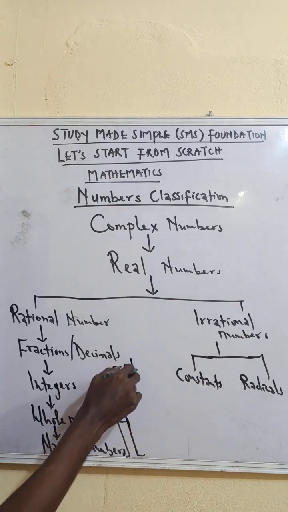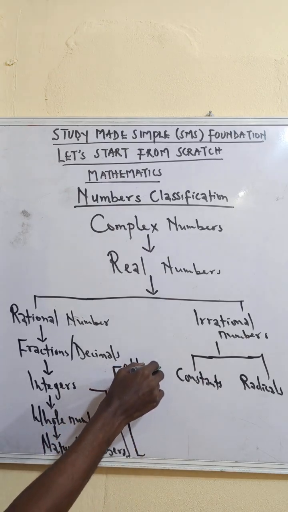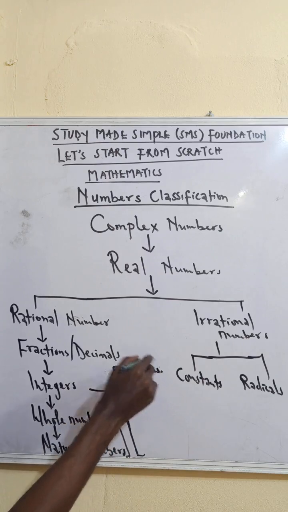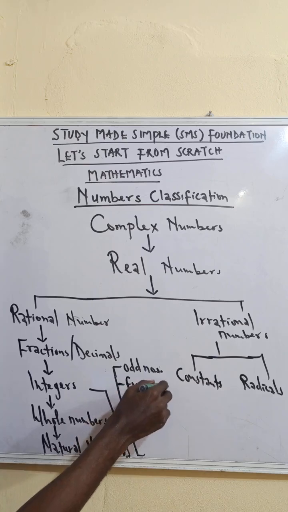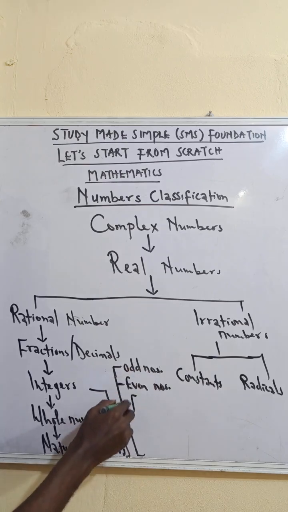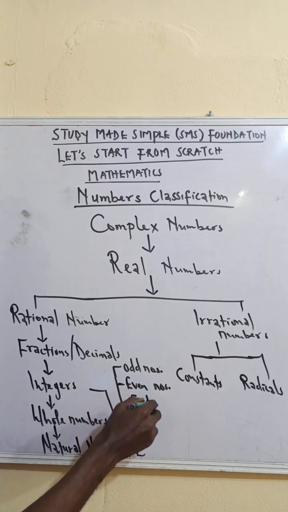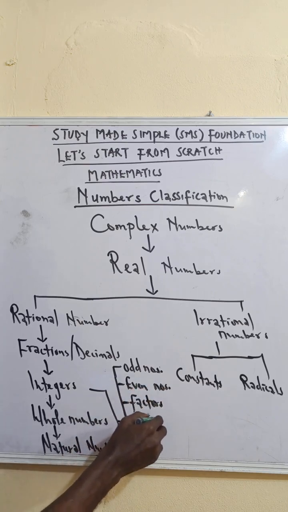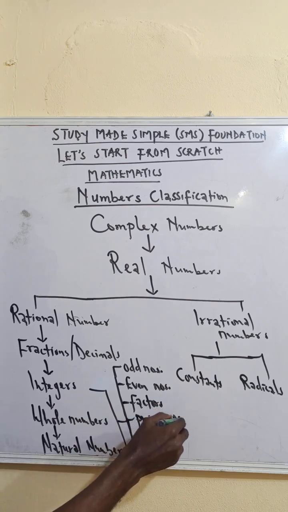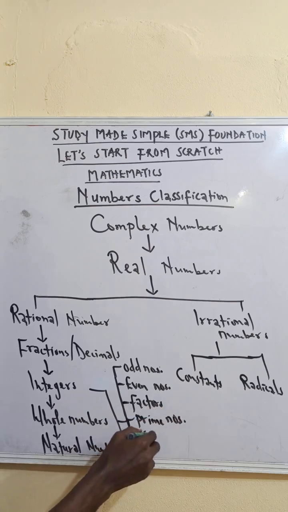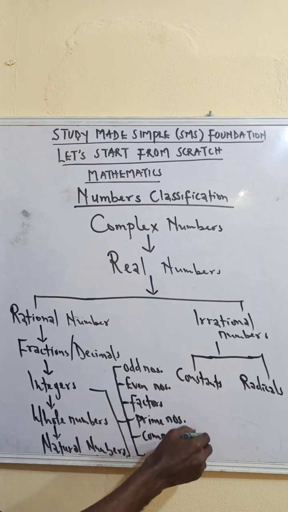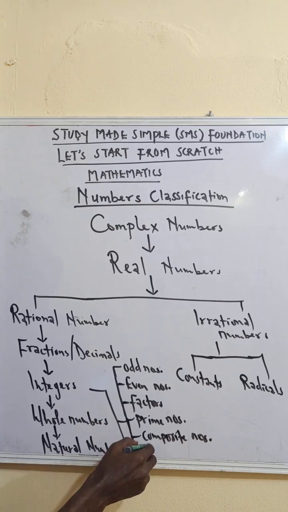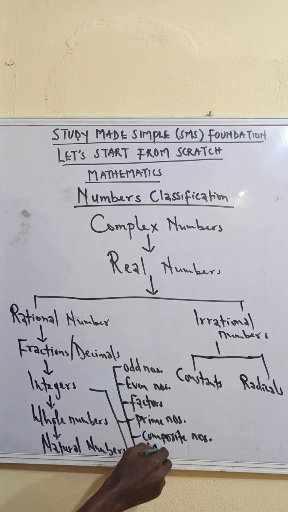We have odd numbers. We have even numbers. We have factors. We have prime numbers. We have composite numbers. And finally, we have multiples.